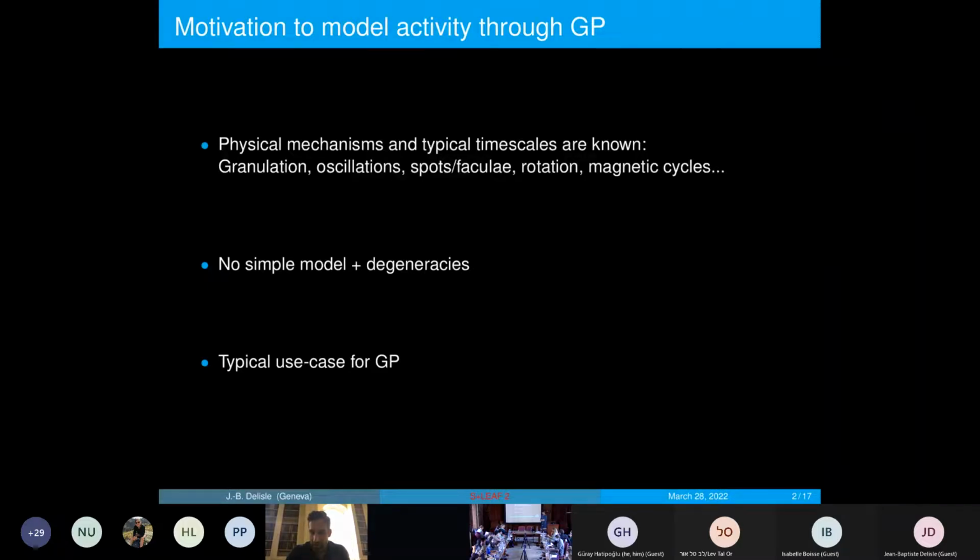So as Oscar explained, we model the stellar activity induced on the radial velocities through a Gaussian process, mainly because we don't have a simple model for activity. But we have some clues about what happens, what are the physical processes that are at stake, and their typical time scales. So this is a typical use case for Gaussian processes.